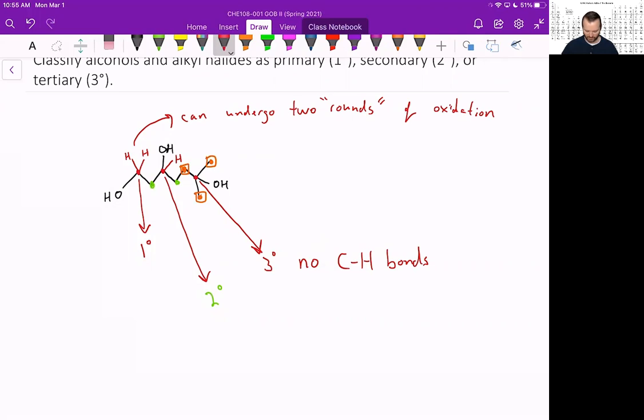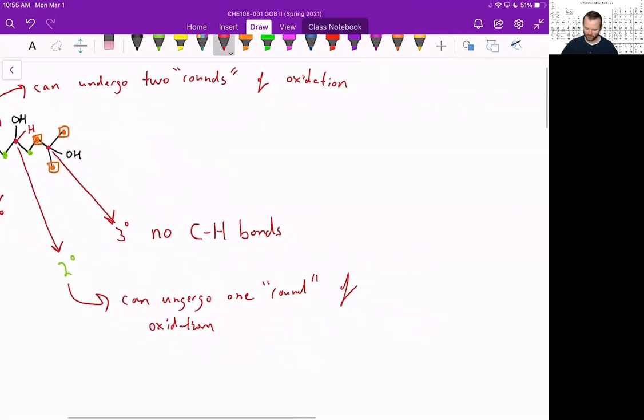And then, as you might suspect, secondary alcohols can undergo 1 round of oxidation. And then tertiary alcohols, since they do not have any carbon-hydrogen bonds, they will not undergo oxidation reactions because they do not have those carbon-hydrogen bonds.